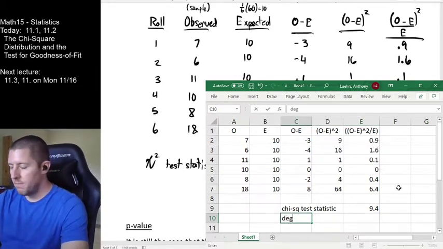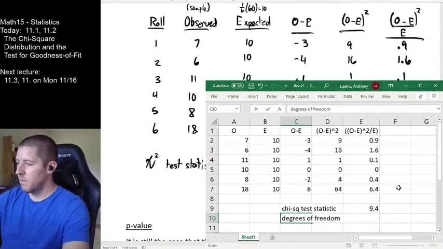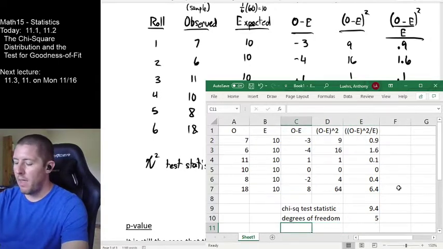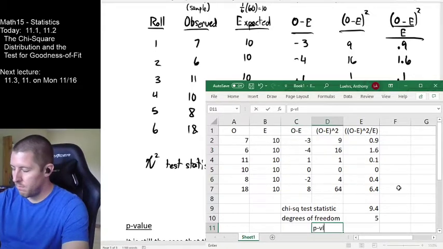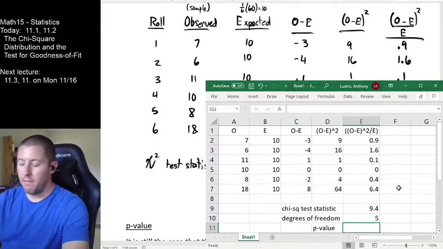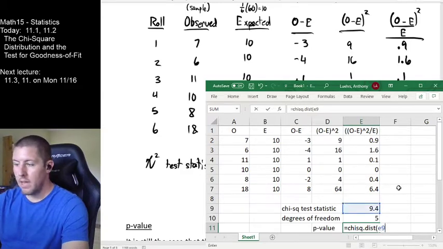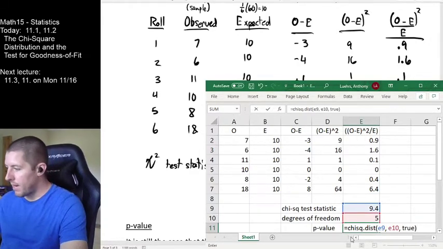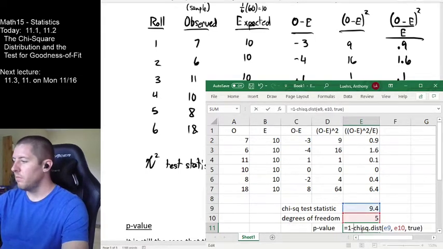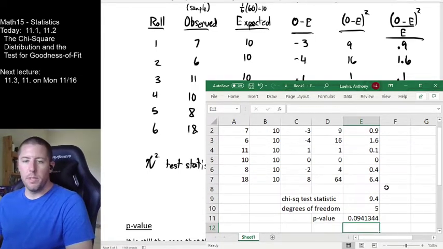My degrees of freedom, that we have by hand computed very easily to be 5 since there were 6 outcomes. And then I can compute my p-value that's going to be associated with this. I'll put this right here. My p-value then finally would be equal to CHISQ.DIST. And I can just directly give it E9. That's my chi-square test statistic. I can directly give it E10. That's my degrees of freedom. And TRUE. And I want to remember, I've got to stick my 1 minus in here. And that's going to give me exactly what we'd previously seen right there.